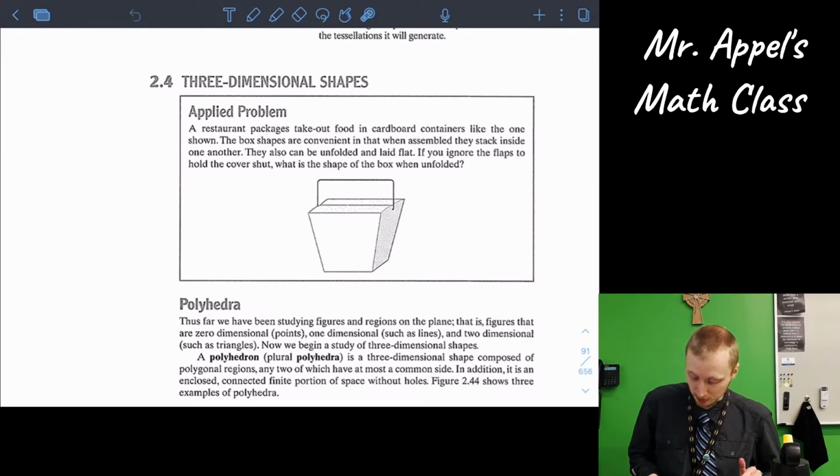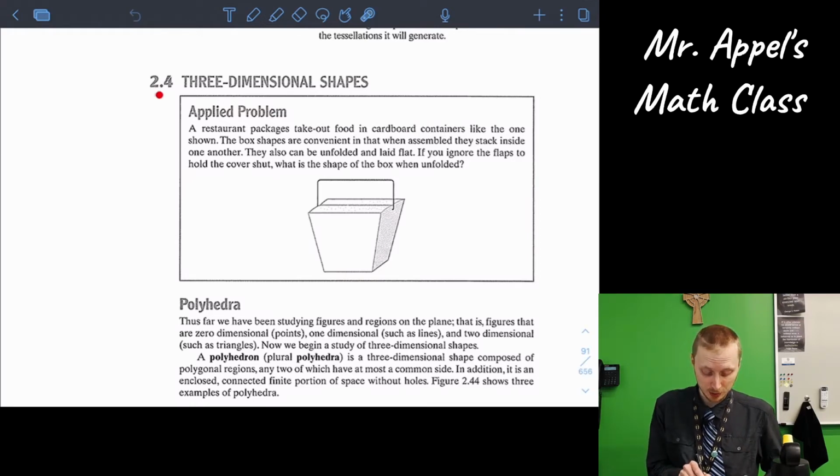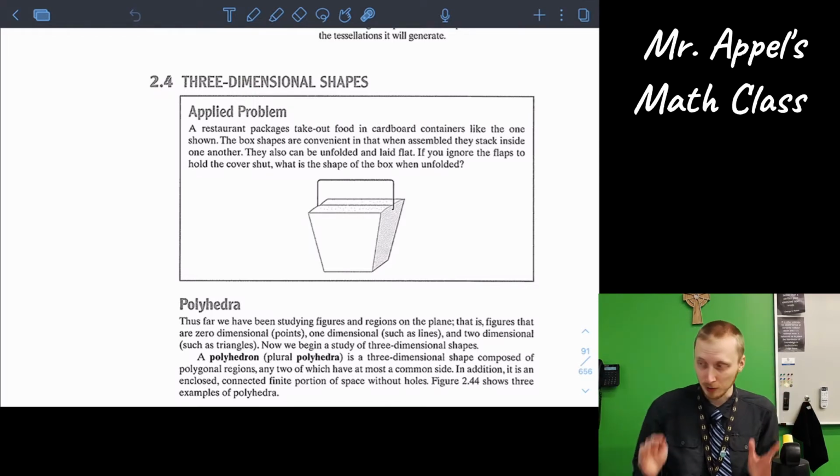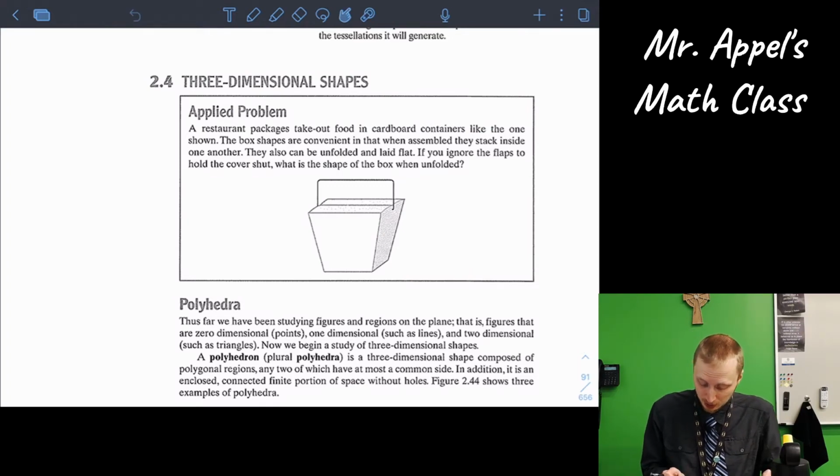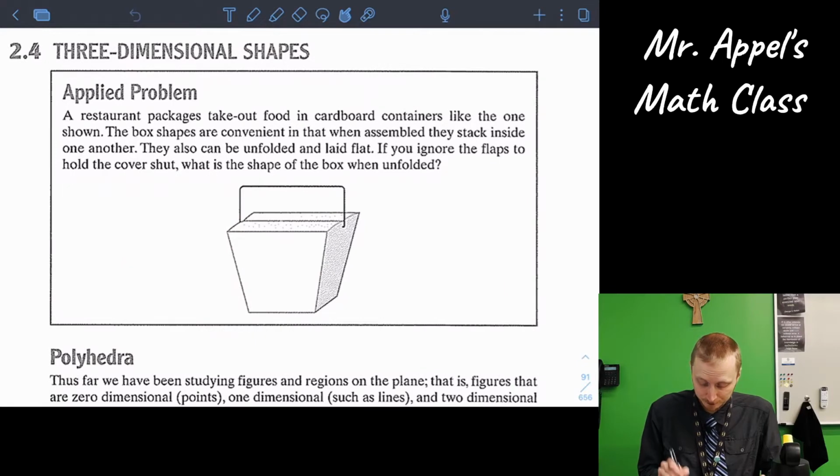Today we are reading through section 2.4, three-dimensional shapes. This is where it really gets exciting. First, our applied problem to set the stage.